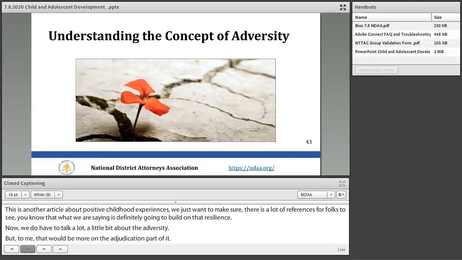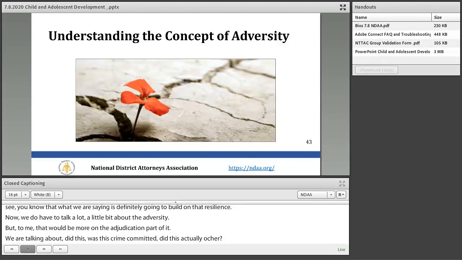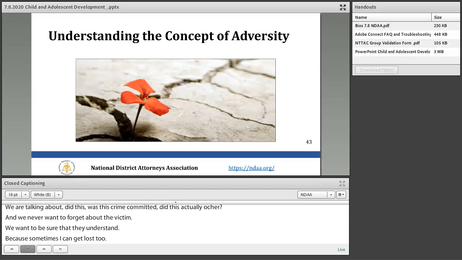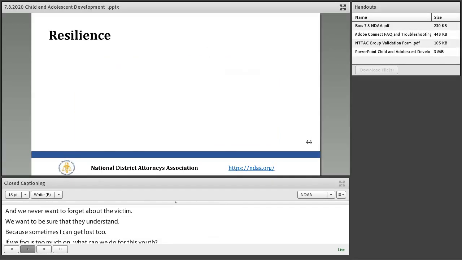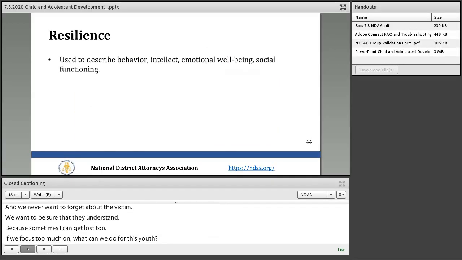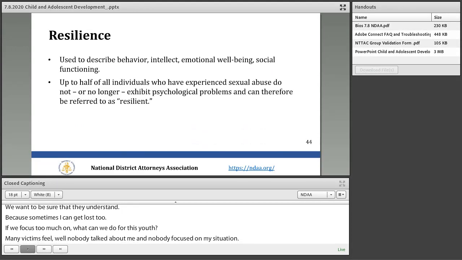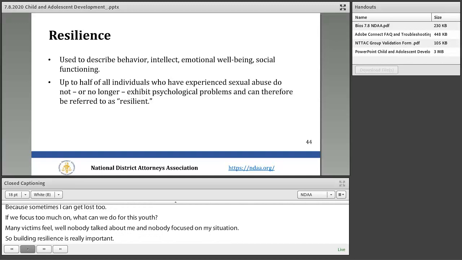We're talking about, was this crime committed? Did this actually occur? And we never want to forget about the victim. We want to be sure that they understand, because sometimes that can get lost too. If we focus too much on what can we do for this youth, many victims feel, well, nobody talked about me. Nobody focused on my situation. So building resilience is really important, but we want to be sure that we cover the whole story as well.